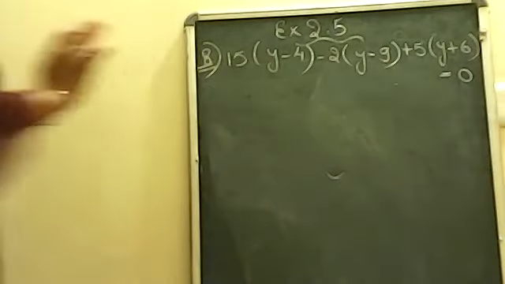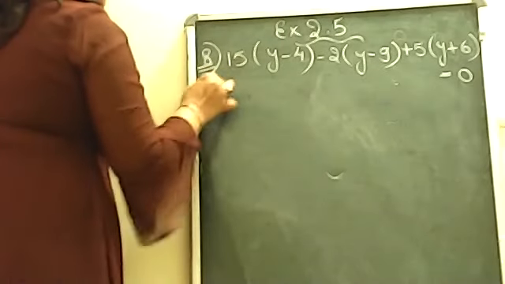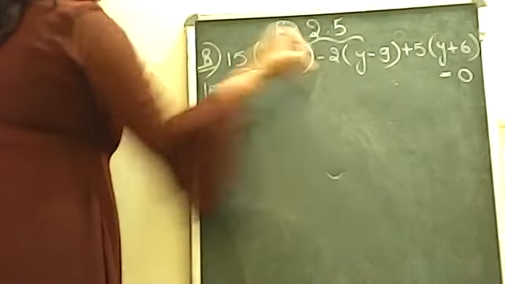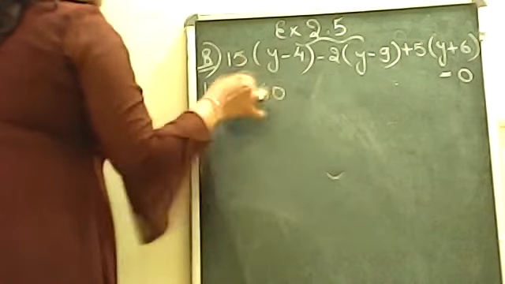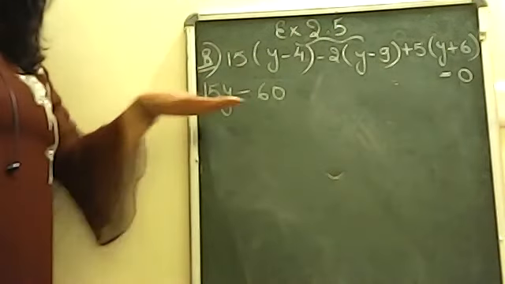ठीक है, now let's solve it. 15 multiply by y, it will give you 15y. 15 multiply by 4, which will give us 60. The sign was negative, so it will be negative. ठीक है, ये सॉल्व हो गया.